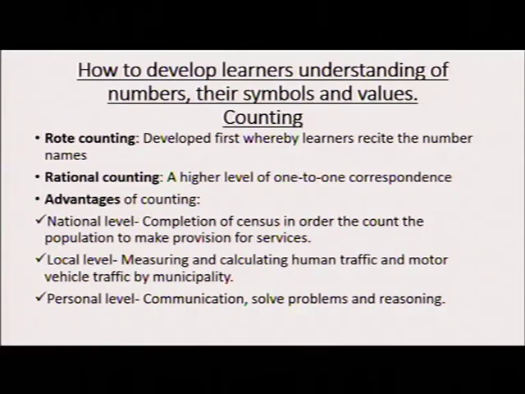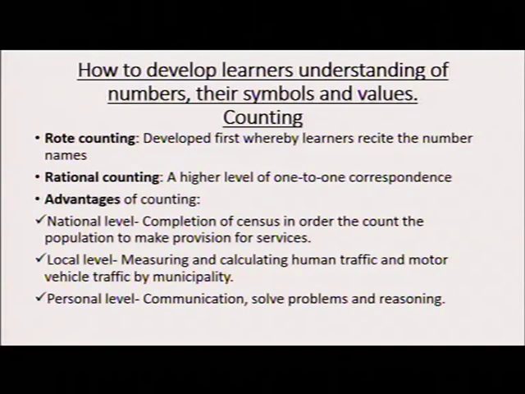Right, how to develop the learner's understanding of numbers, their symbols and values. Now, there are two kinds of counting, rote counting and rational counting. Rote counting is what is developed first. By the age of 3 years old, most of our children know to count from 1 to 10. It's just a reciting of numbers, but they do not have the concept yet of how many objects 10 are. So the first counting that we develop is rote counting, and that is just the reciting of numbers. Rational counting is what is developed next.